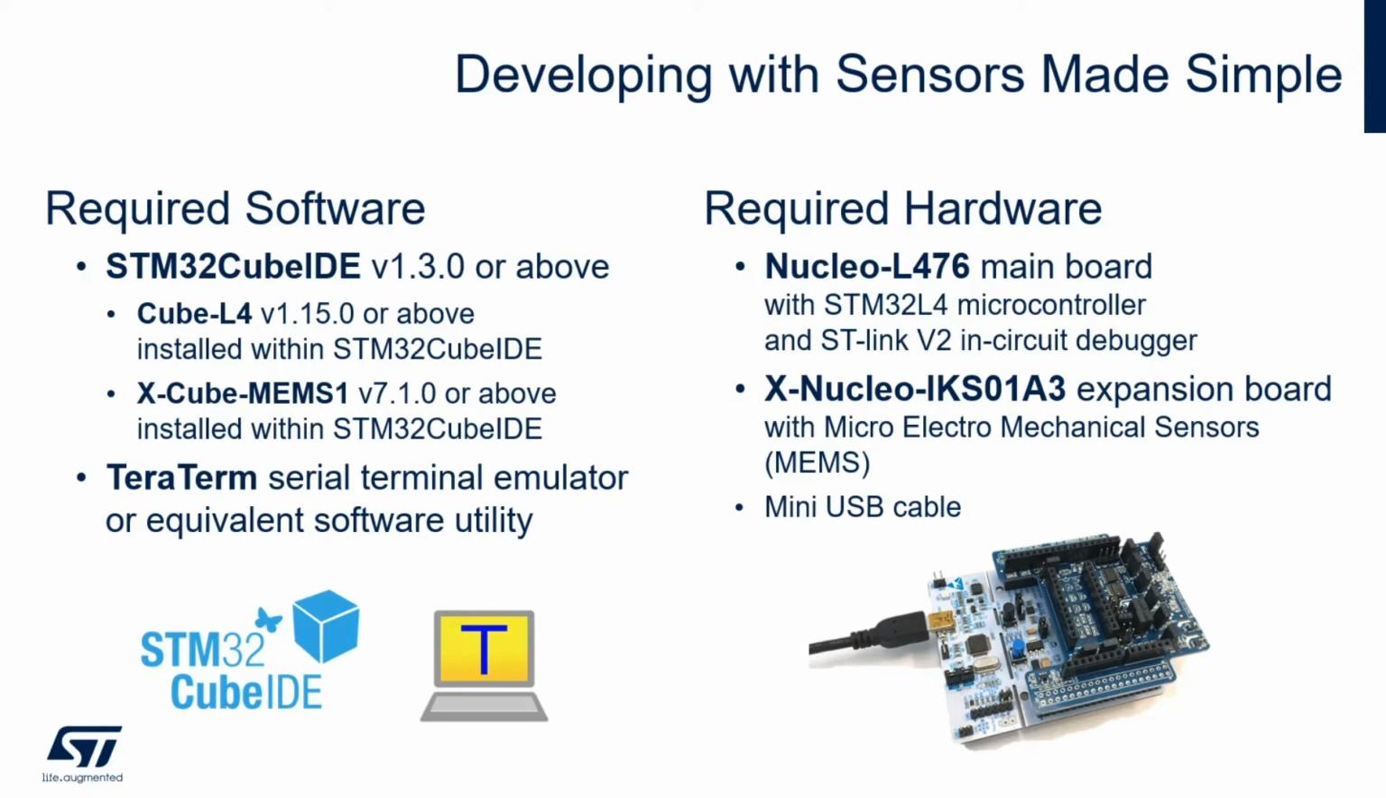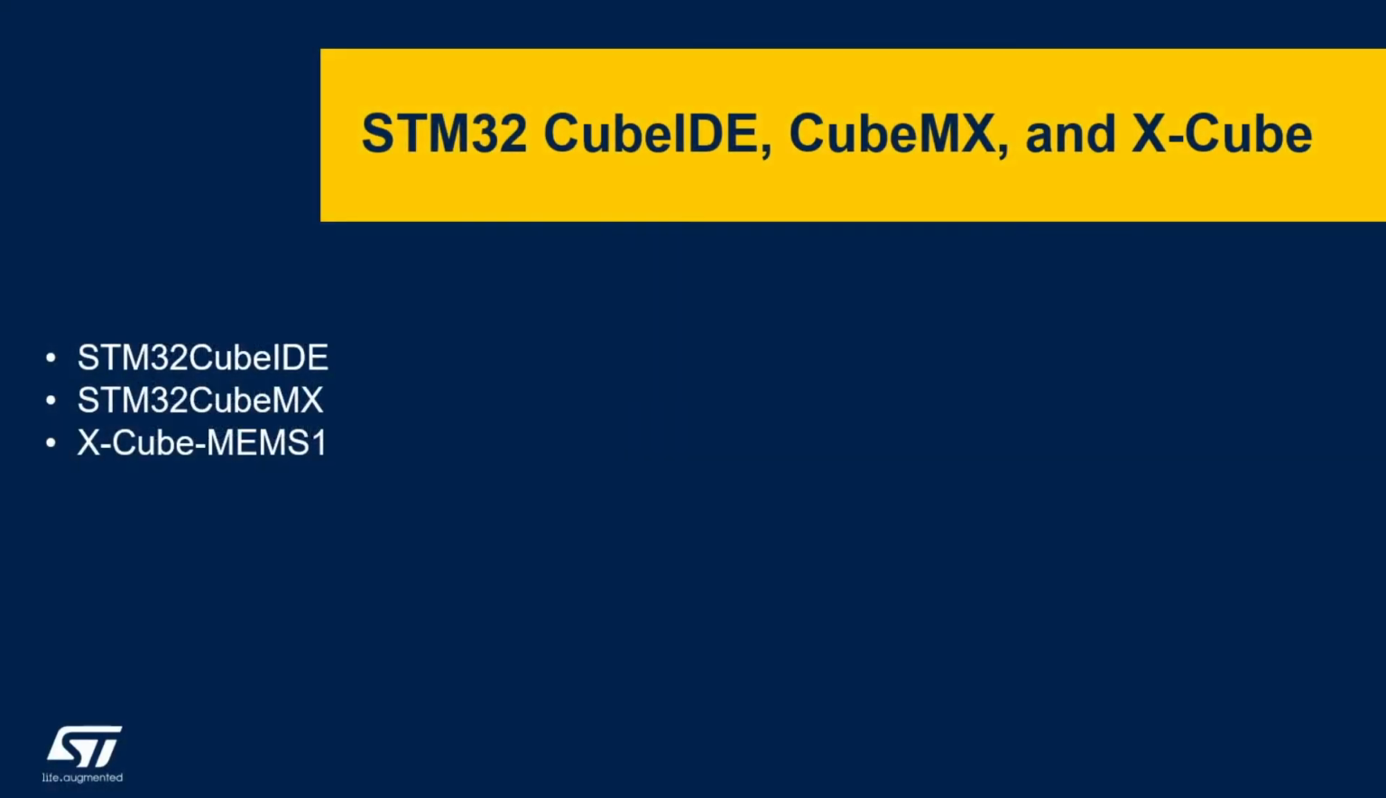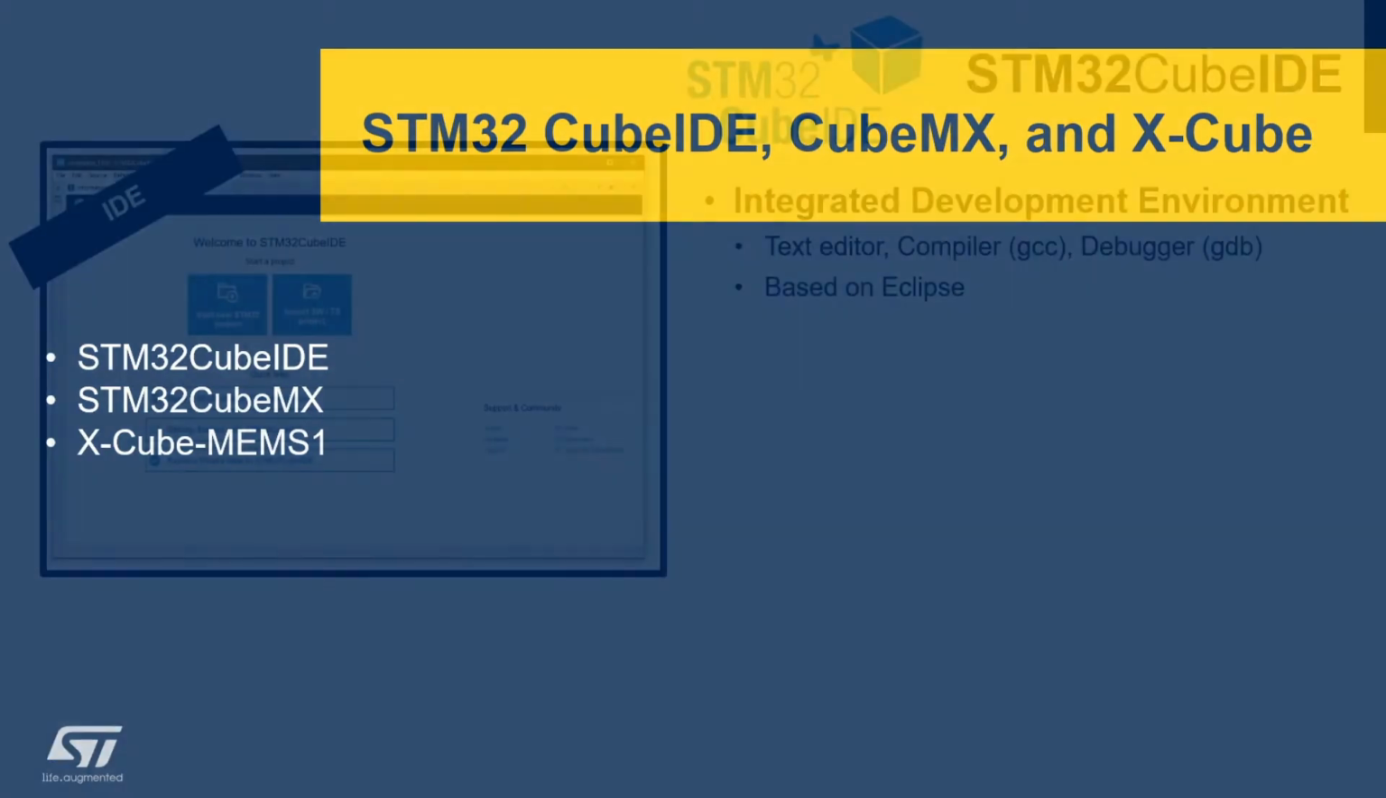You will also need a mini USB cable to connect the main board to the computer where the software tools are installed. Let me briefly introduce the components of the open development environment offered by STMicroelectronics. The first component is the STM32Cube Integrated Development Environment, or IDE in short. The second component is the STM32Cube automatic code generator, also known as CubeMX. The third component is the XCube package associated with microelectromechanical sensors, MEMS.